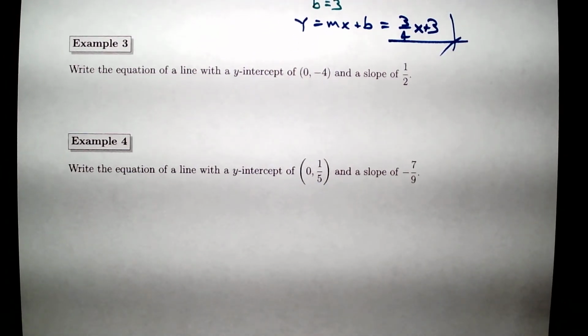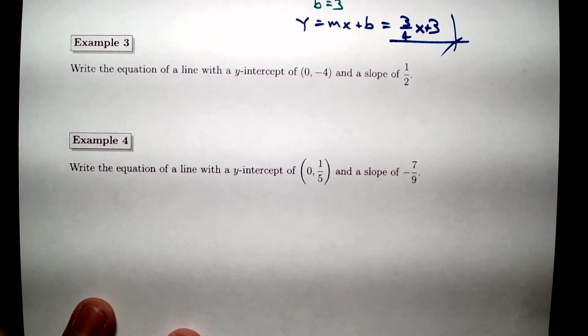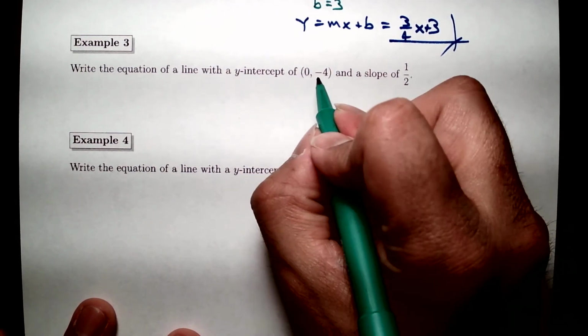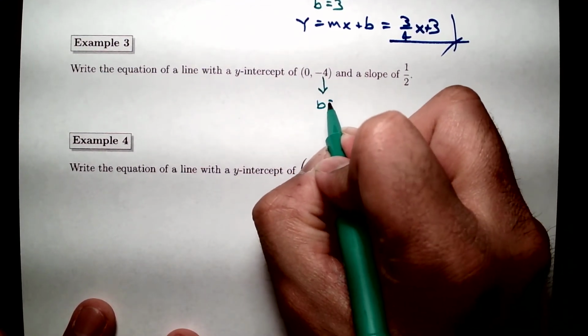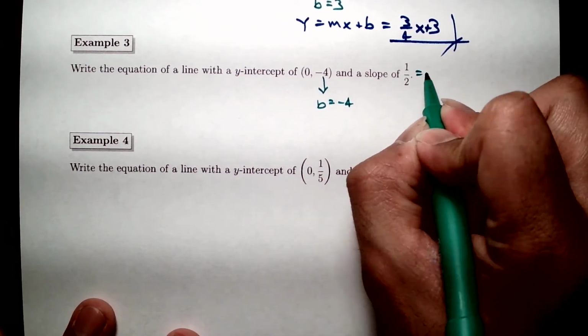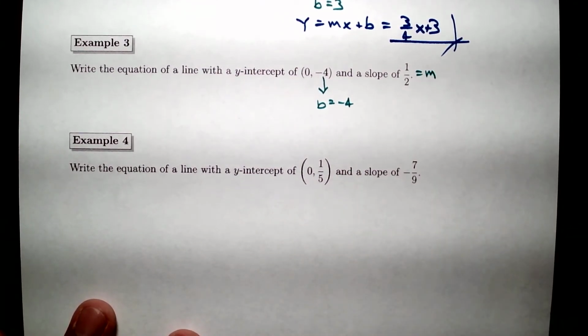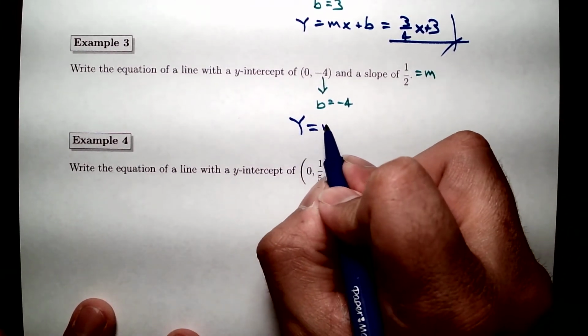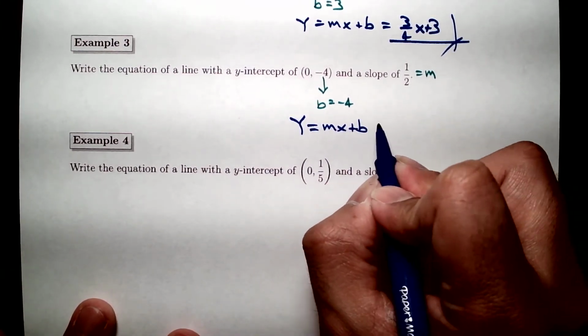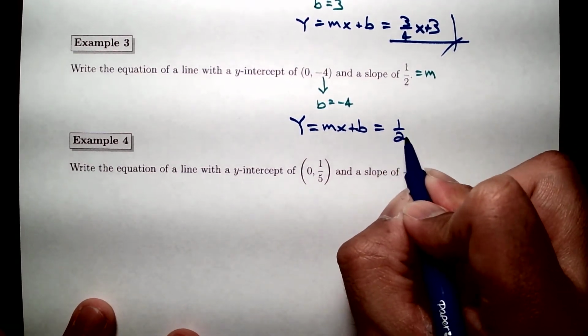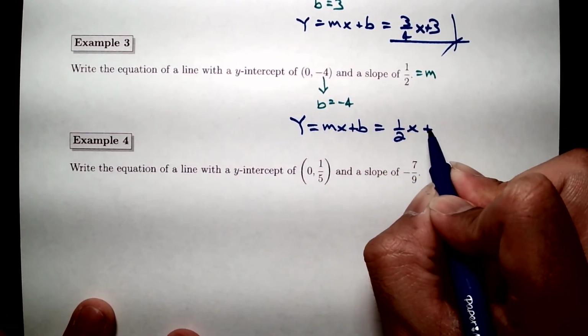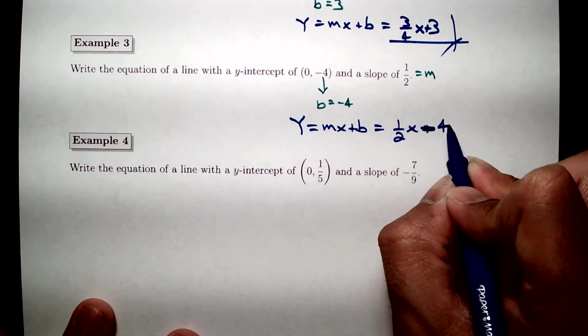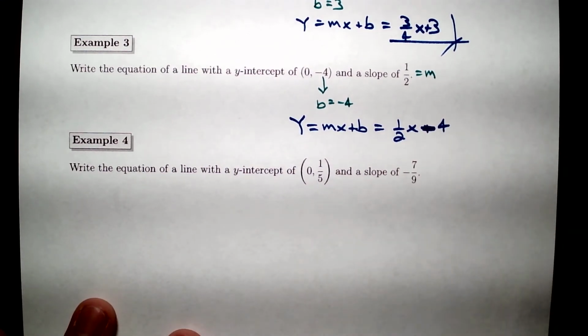Write the equation of a line with a y-intercept of 0, negative 4. From here, b equals negative 4, and a slope of m equals 1/2. Again, the slope-intercept form y equals mx plus b. m is 1/2 and b is negative 4. Careful with the plus, right?